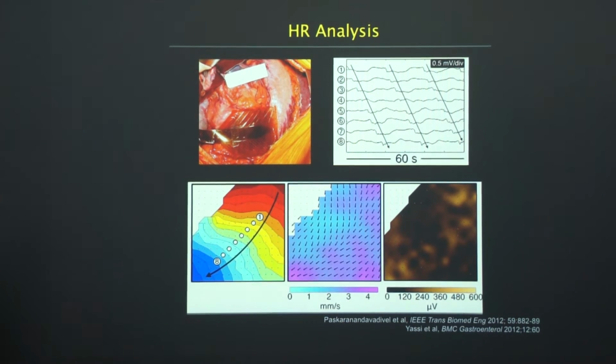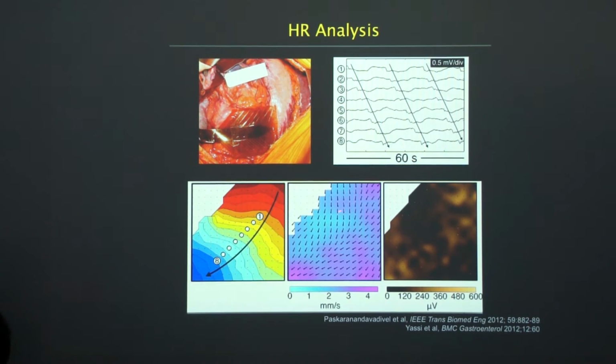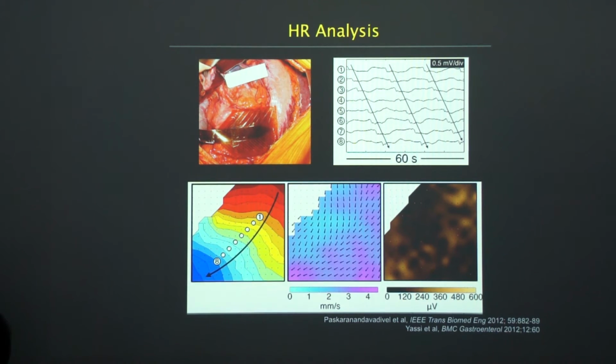And you can see here, again, some of our analytical algorithms that allowed us to deal with the large data sets that we generated. In addition to an activation map, we're also able to plot the velocity maps, representing the direction as an arrow and the speed as a color gradient across the electrode array. And finally, amplitude maps showing spatial variations in amplitudes or uniformity, also as a color array.